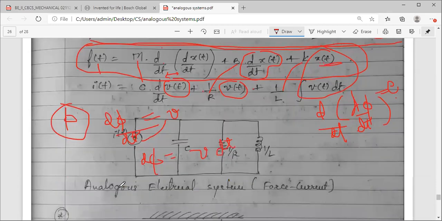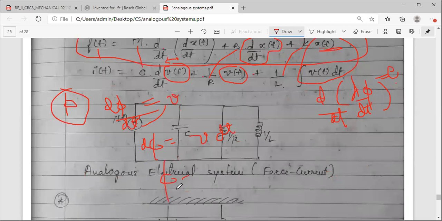X of t is equivalently written as phi. I want phi. How to get phi? Total value is integration. So integration of V, I have written that directly. Integration of V of t dt. So this is the equivalent network.